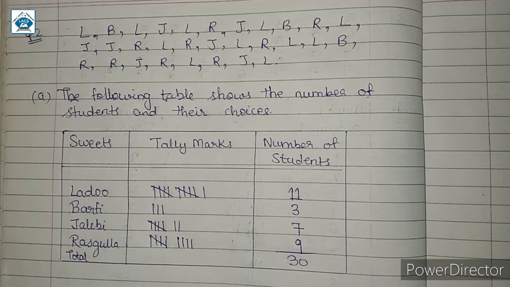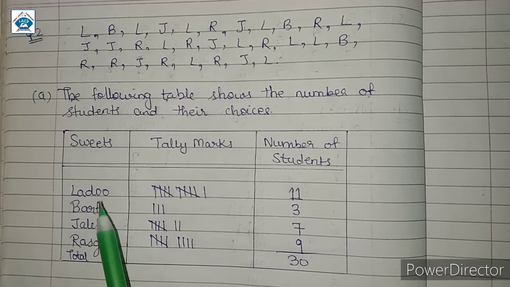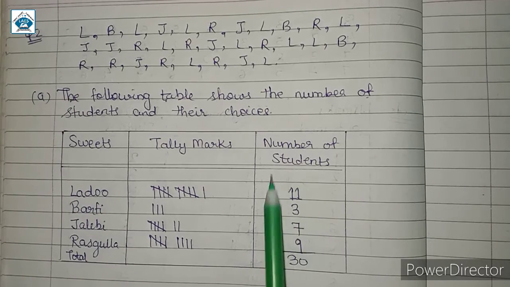In the B part we are asked which sweet is preferred by most of the students, that is, against which sweet the number of students is more. So here against laddu we have 11.